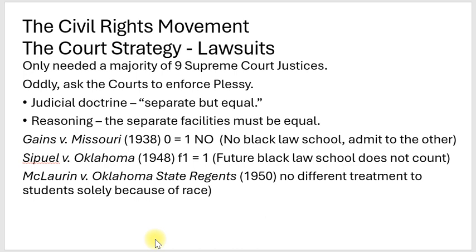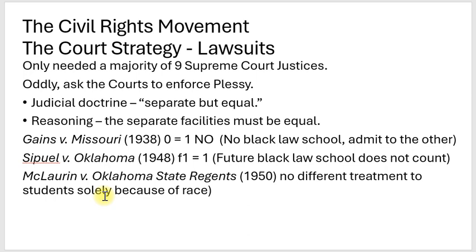And so in Gaines versus Missouri, the NAACP takes this case and says, let's see what the Supreme Court will say. They're basically asking the Supreme Court, does 0 equal 1? Separate but equal: does zero, no black law school, equal one white law school? And the court said no. Admit him.